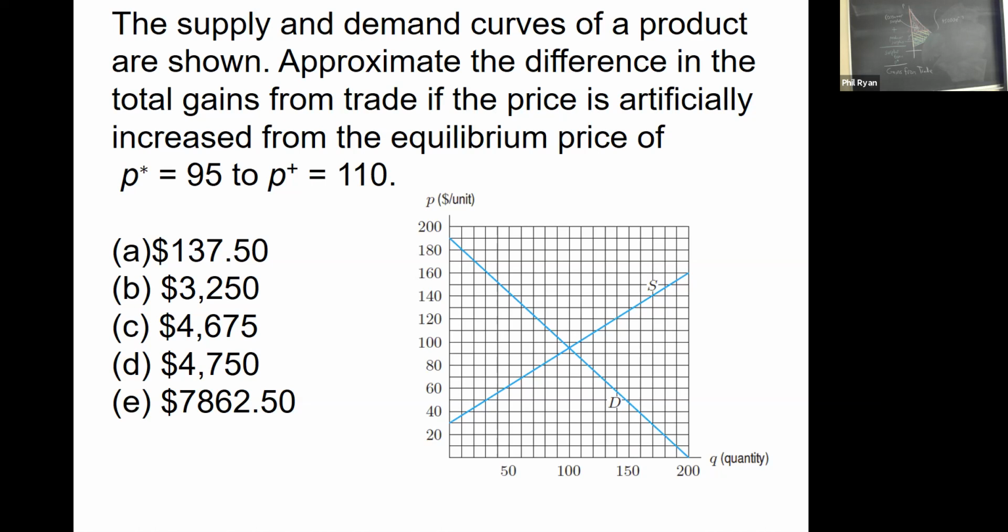To a price of 110, what's going to happen? Well, if the price is 110, oh, sorry. I'm talking about, here's P. Yes, that is definitely 95. That's 100 is what I think. So the total gains from trade, right, is this big triangle here.